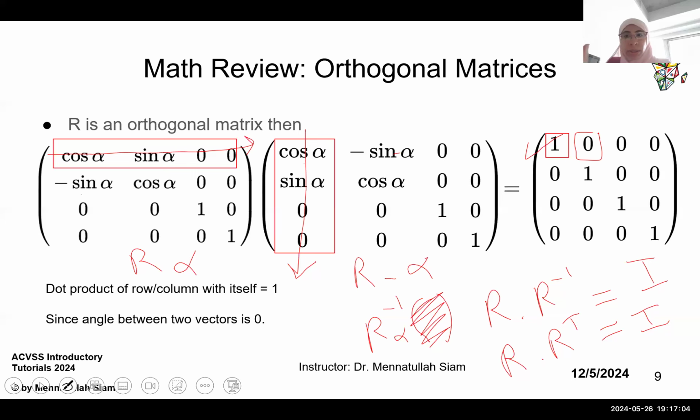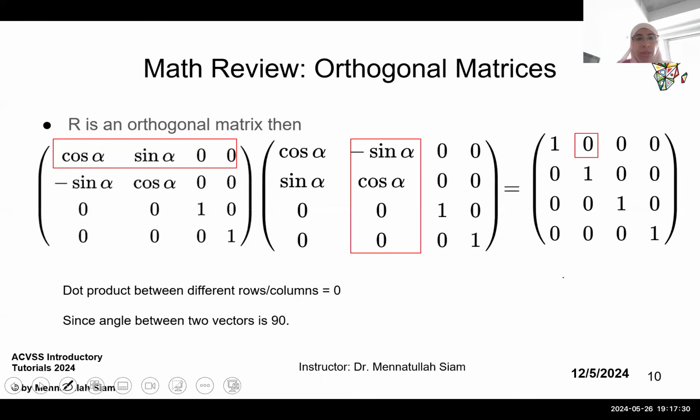Does it make sense? So I'm just showing you a property of rotation matrices. Rotation matrices are orthogonal matrices, meaning that the inverse is the transpose. And we know that any orthogonal matrix, if you multiply it by its transpose, becomes the identity. So that's why our transpose is our inverse.